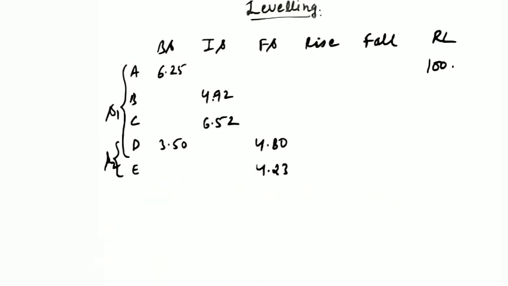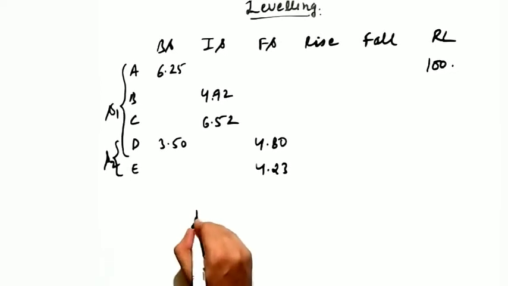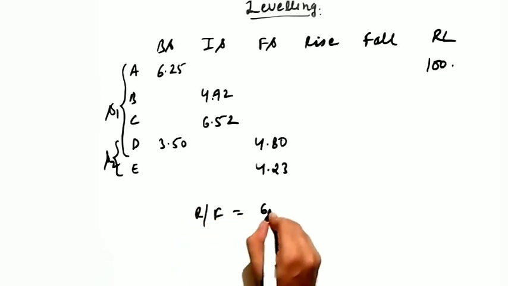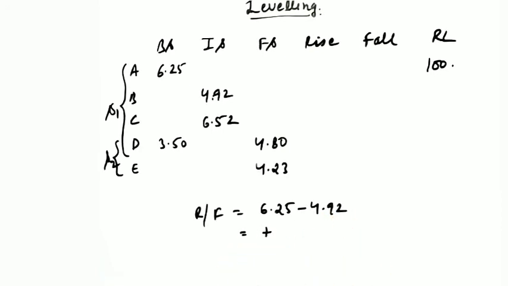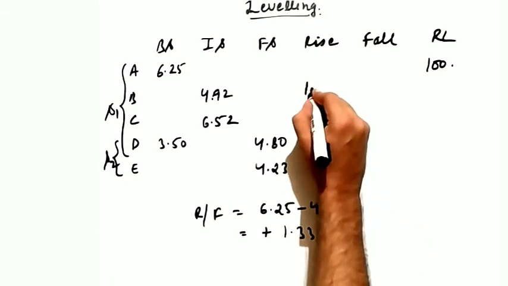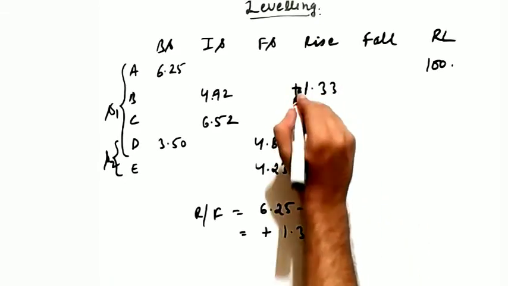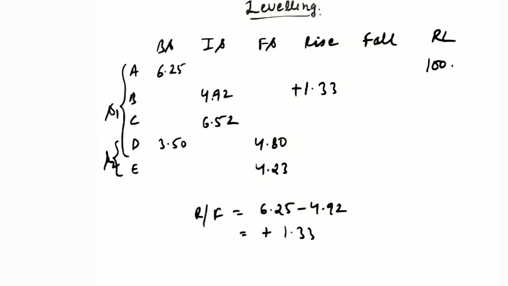Now I will teach you theoretically how to obtain it. So rise or fall will be 6.25 minus 4.92. Since it is coming as positive and it is coming as 1.33, it will be a rise. So you will have to write it in the rise column, 1.33 with a plus sign. Fall will be negative and rise will be positive.